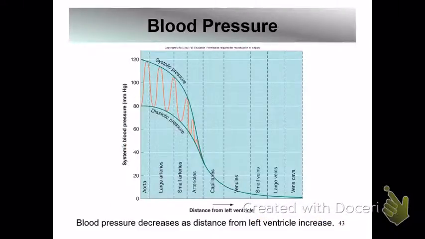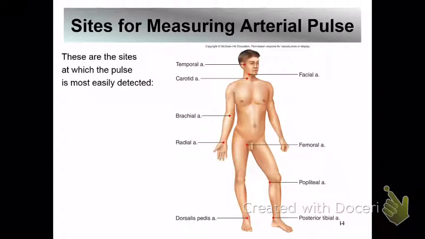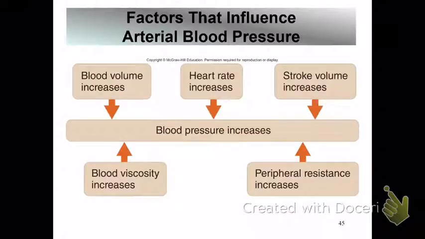Okay, and that'll just show you the difference in the systemic blood pressure and the distance from the ventricle. There's where we check the pulse. Okay, this picture shows you things that increase blood pressure. So blood volume, heart rate, stroke volume, blood viscosity. That's the next slide. That's how thick it is. And then peripheral resistance increase.